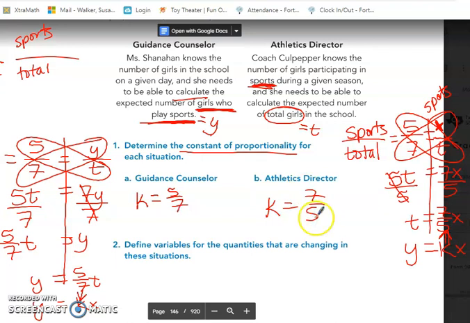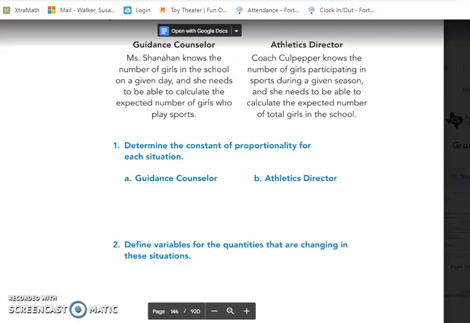So notice these are reversed. Okay? This one is when I am looking for the number of girls who play sports. This is when I'm looking for the total, and I'm given the kids that play sports. Okay? So these are reversed. It just depends on what it is we're looking for. Again, generally we use Y and X, but in this case, changing up our variables a little bit. Okay?